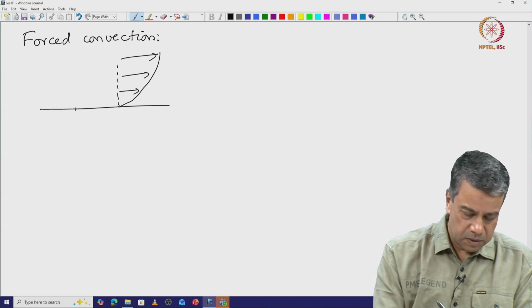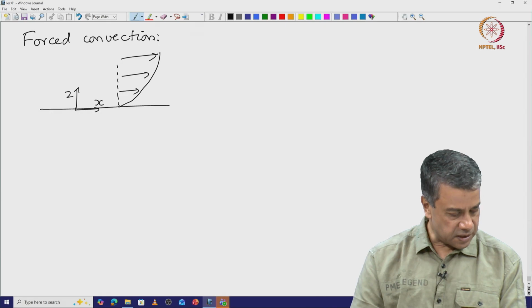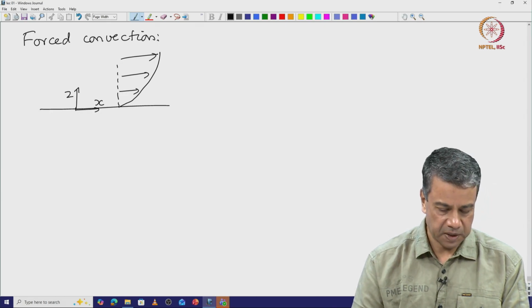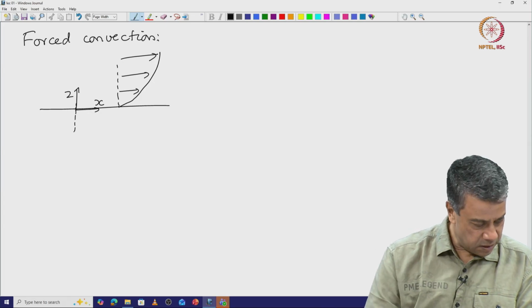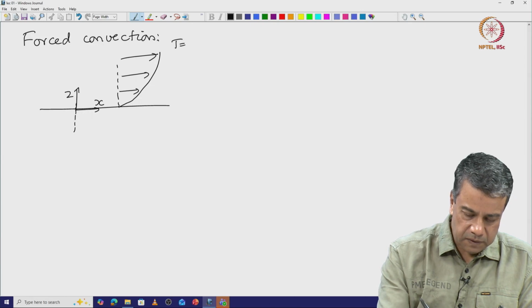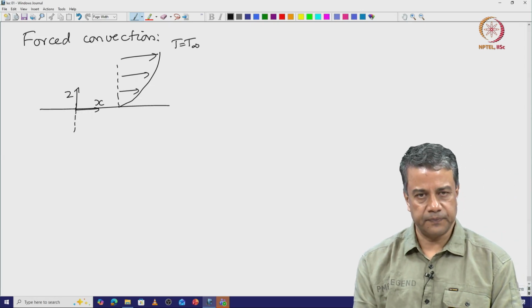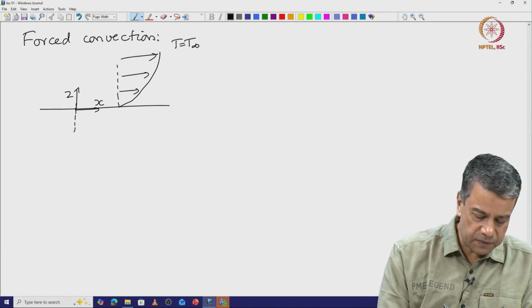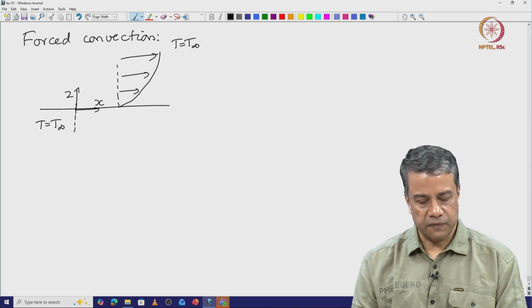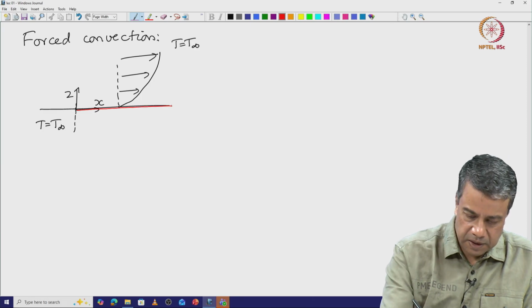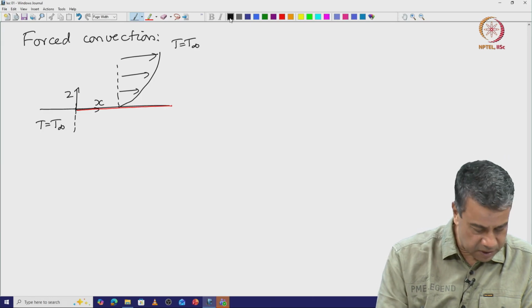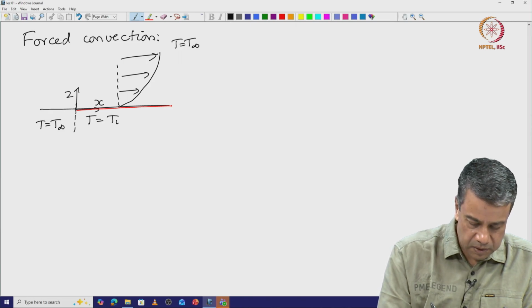Now, the perpendicular axis is z, the streamwise axis is x, and the temperature in the fluid far from the surface is T infinity. The temperature at the surface for x less than 0 is T infinity, and for x greater than 0 we have a heated section where the temperature is T equal to T wall.